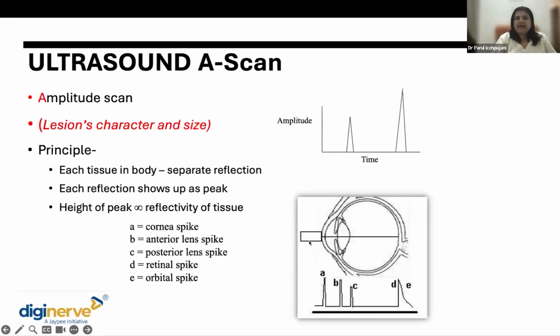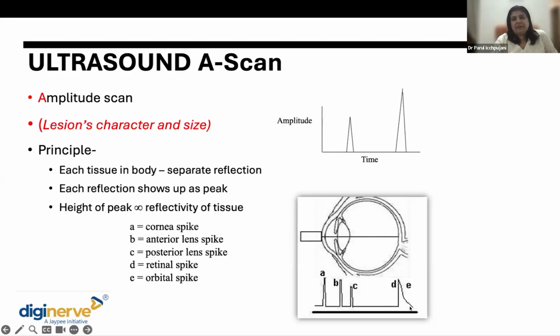So here, A scan is done usually for biometry in those areas where a sophisticated biometer like an optical coherence biometer is not available, or in patients who have a mature or a hypermature cataract, this comes in handy.